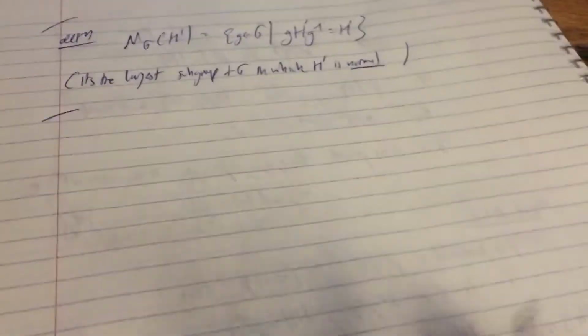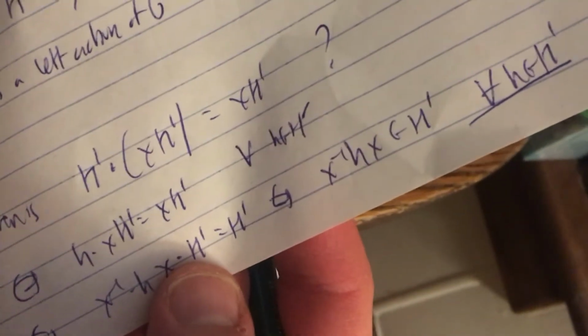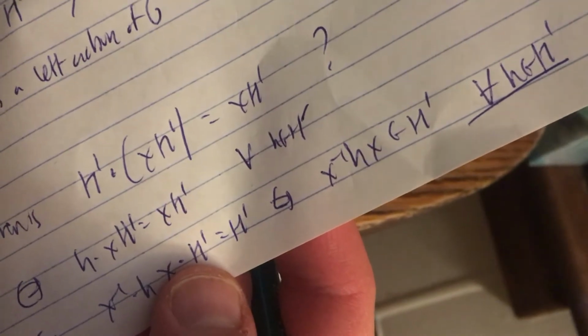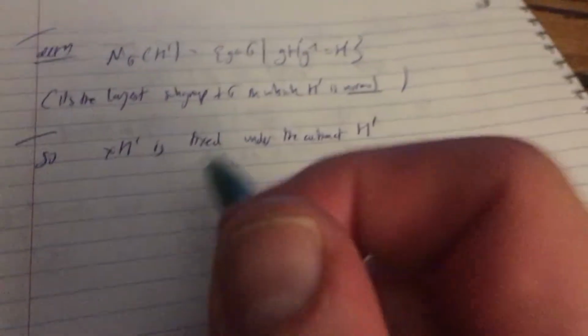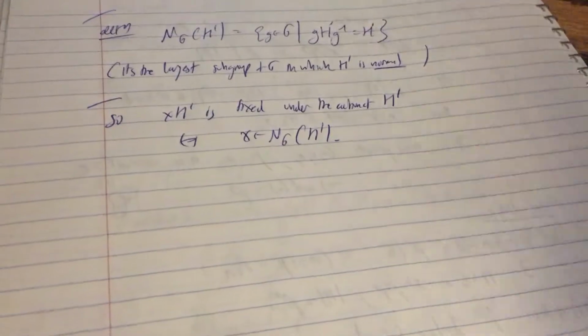All right, so let's return to the proof. Where did we land? We landed at some statement: x inverse h x is in H prime for all h in H prime. Well, that looks like x inverse is in the normalizer. So this coset xH prime is fixed under the left action of H prime if and only if x is in the normalizer inside G of H prime. So that's the upshot here.